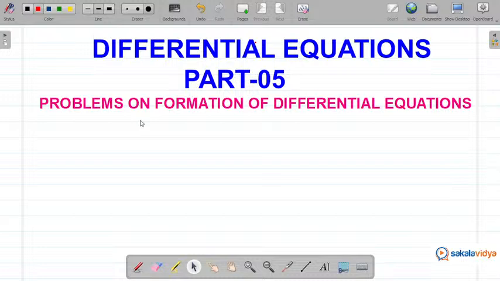Welcome to our differential equation chapter for Engineering Mathematics 2, and it will also be useful for PGT, TGT, and school assistant examinations, different examinations also. We have been discussing problems on formation of differential equations. So far we have covered 14 problems. Now let us solve the 15th problem onwards.